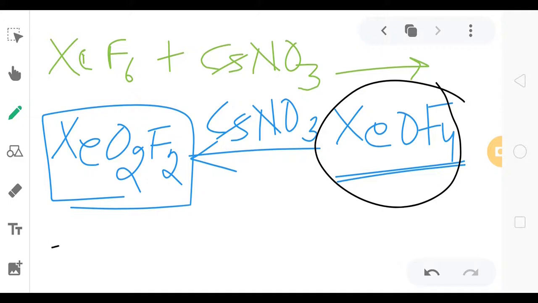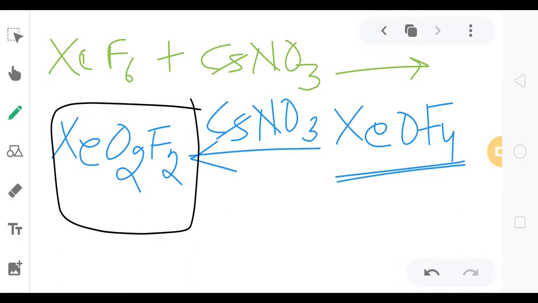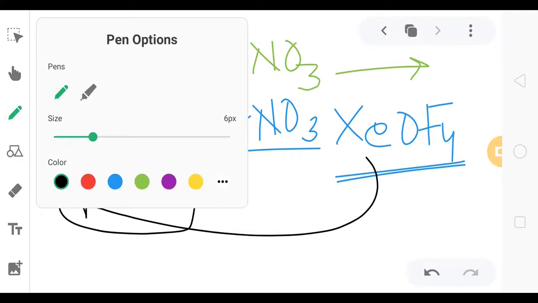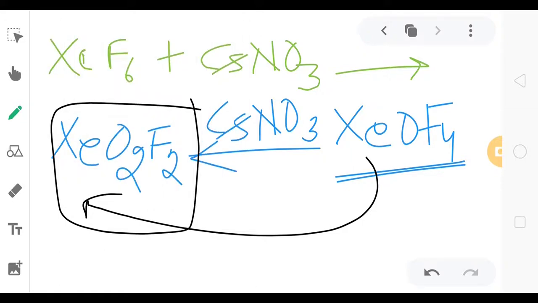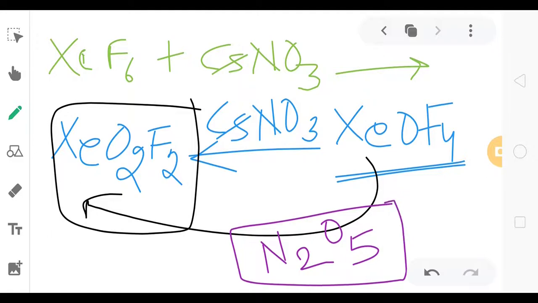So that is why here I am writing XeO2F2. So this is your final product. And one more thing: you also get the same product if you are having a different reagent, N2O5. If you are having this reagent with your XeOF4, then you will also get the same XeO2F2.